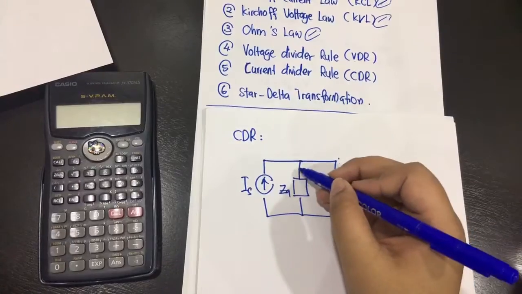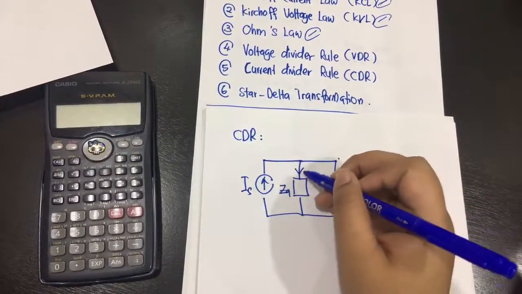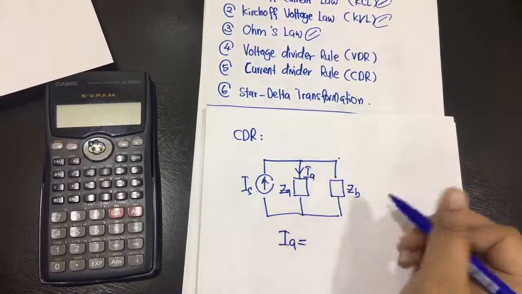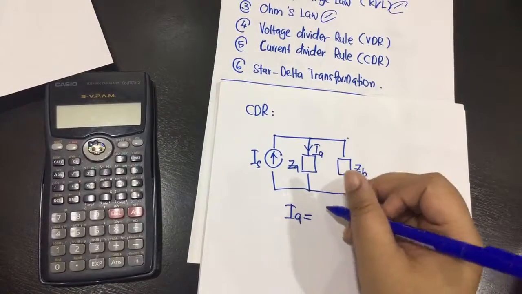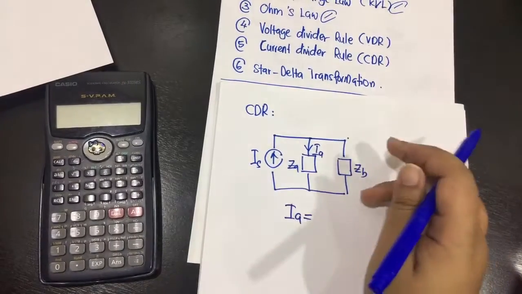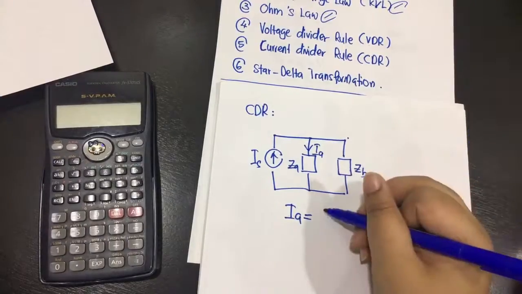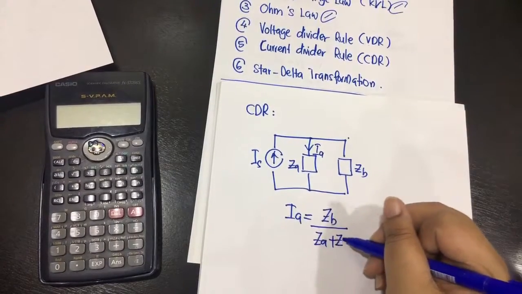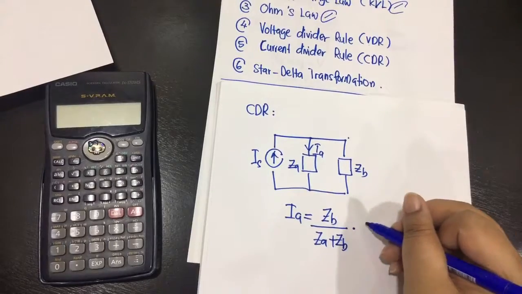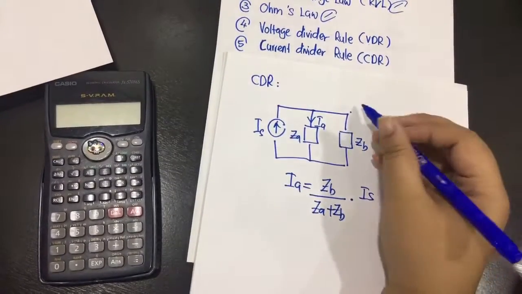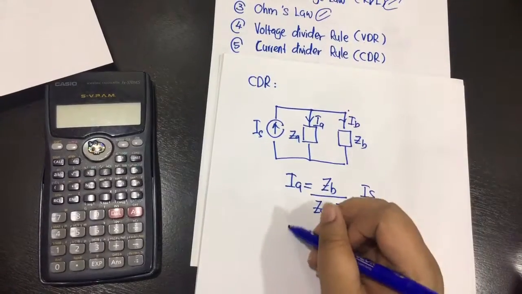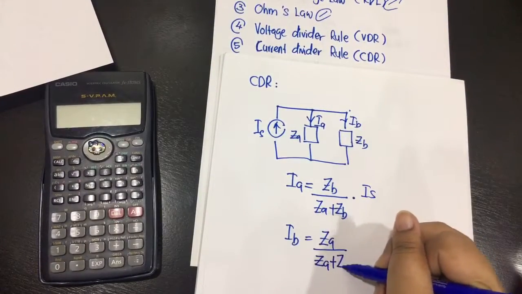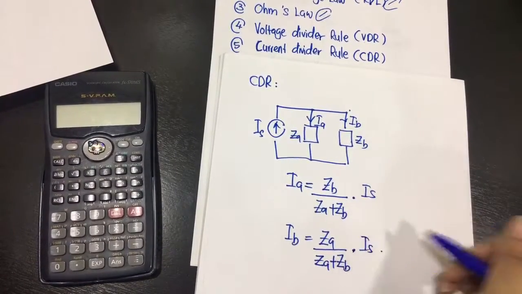Okay, so if you want to measure current flow at this branch A, using CDR, IA is equal to, we take the opposite impedance, which is ZB, over ZA plus ZB, multiply with IS. And if you want to calculate IB, IB equals ZA over the total of impedance, ZA plus ZB, multiply with IS.